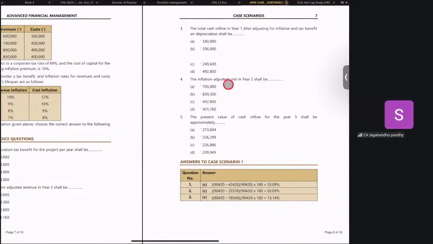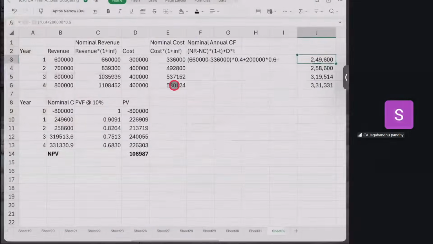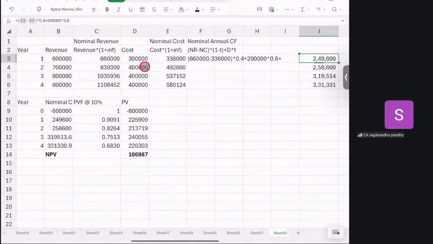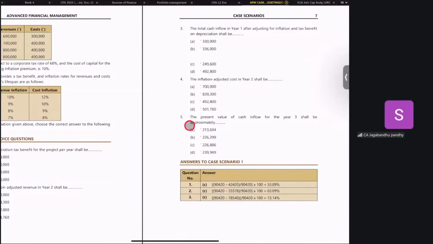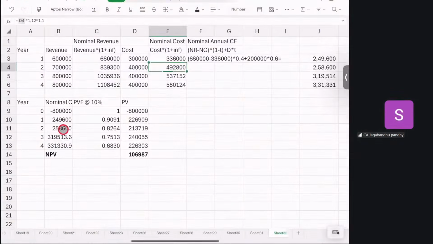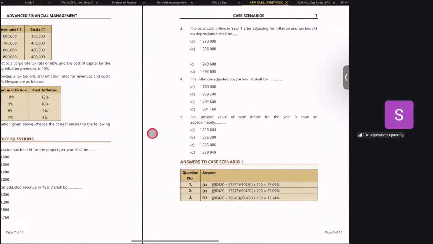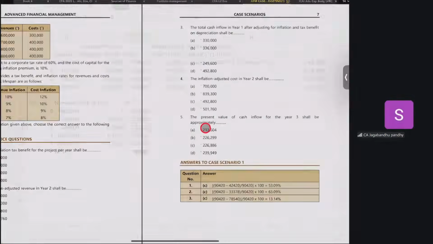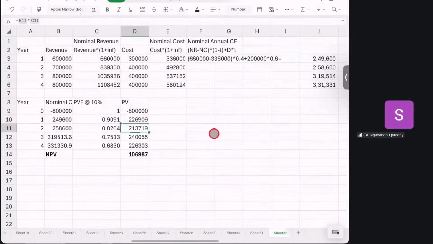Inflation adjusted cost in year 2 was 4,92,800. Present value of cash flow for year 3 shall be approximately 2,13,604. Option A, because it's closer to that.